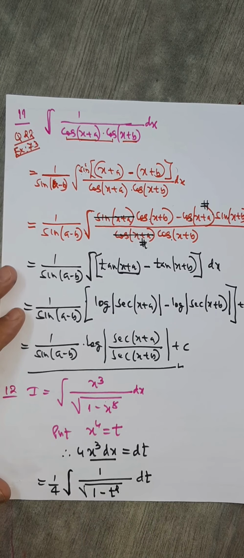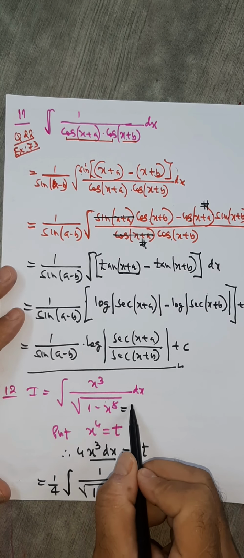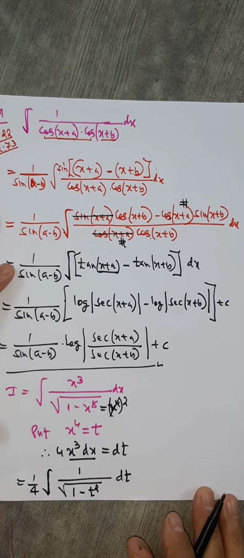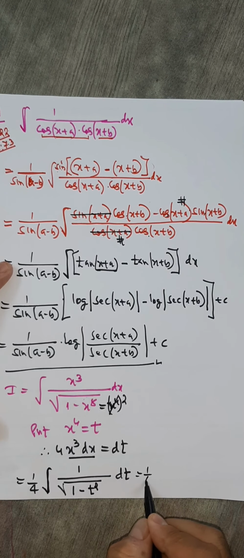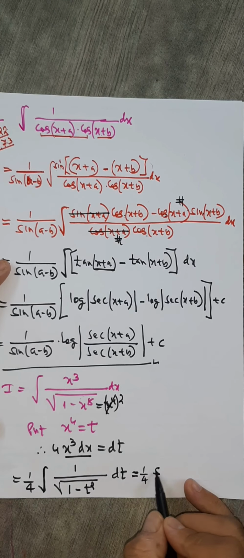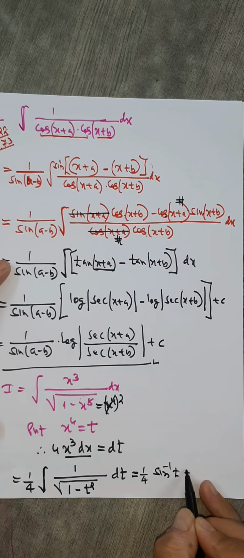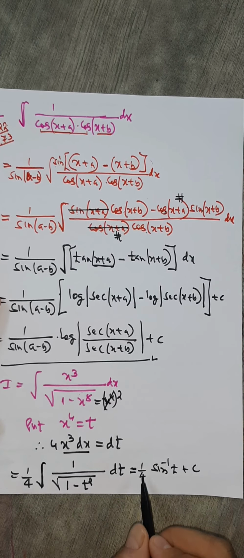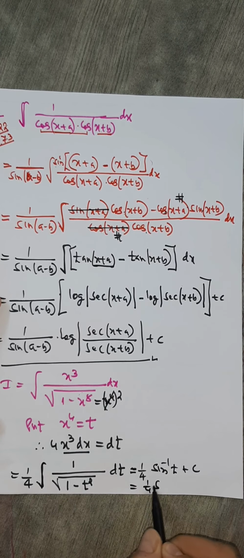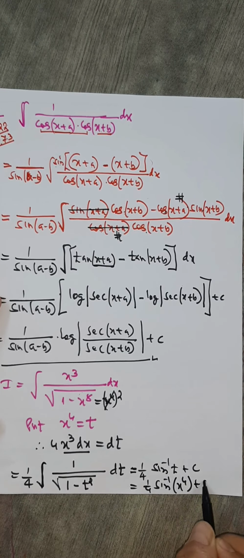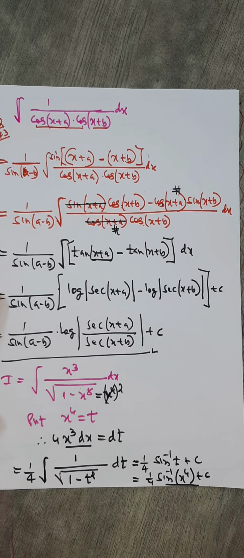And what is this now? Why is this 1 minus t square? Because this you can write as x raised to 4 the whole square. So this is t square. Now here 1 by 4 as it is. What is this? This is nothing but, constant first, sine inverse t plus c. This is a very well known standard formula. You know it. And now place the value of t. 1 upon 4 as it is. That's nothing but the sine inverse x raised to 4 plus c. Just putting the value of t here.